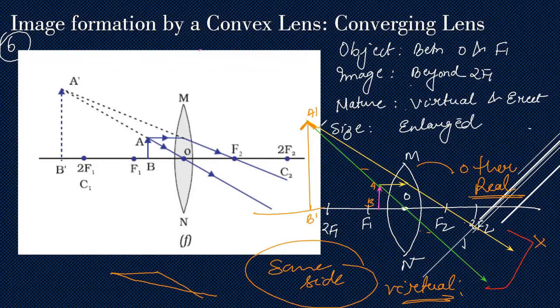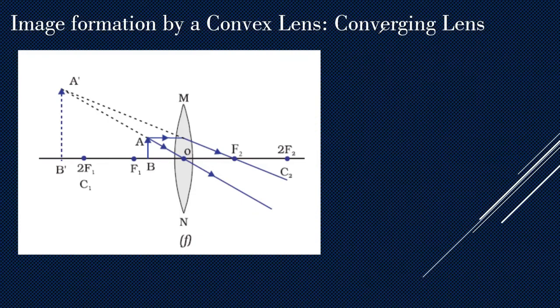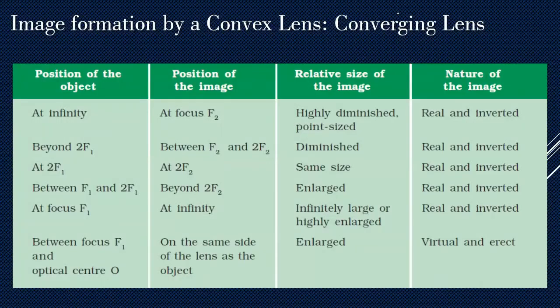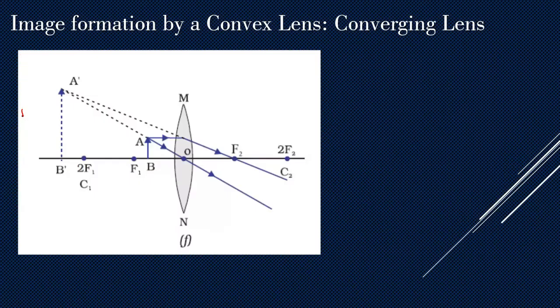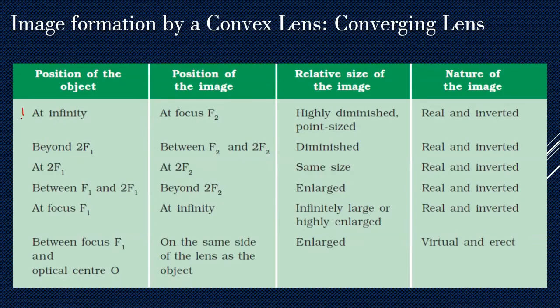So this is the way we have image formation by a convex lens, right? Now next what we are going to study is image formation by a concave lens. So just to revise, image formation by a convex lens, these are the six positions: beyond 2f2, 2f2, between 2f2 and f2, f2, between f2 and optical center, as the same way it will work in mirrors.